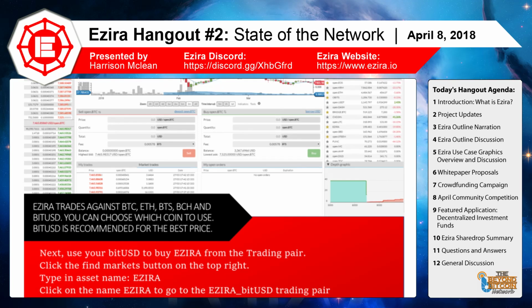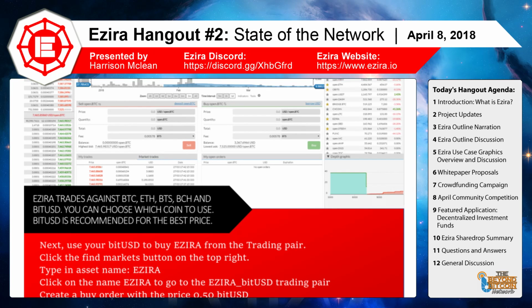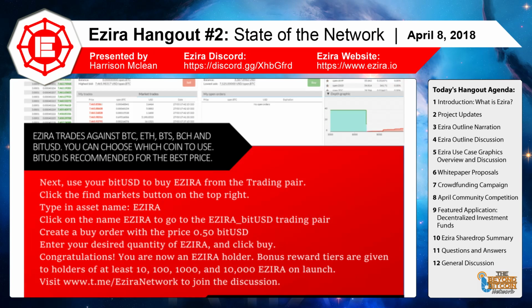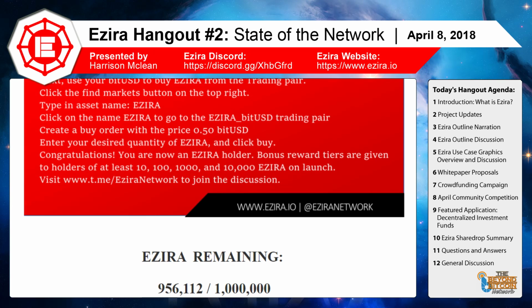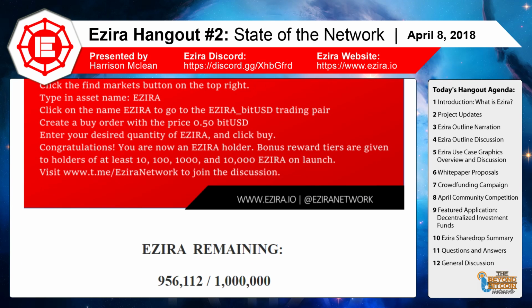So there are multiple markets for purchasing Ezira that are managed and liquidified by the Ezira address, and they are all of the contribution assets from before and BitUSD. So it's up to you to choose which coin you want to use to purchase Ezira. Any of those 5 can be used to go directly and purchase some Ezira to contribute to the campaign.